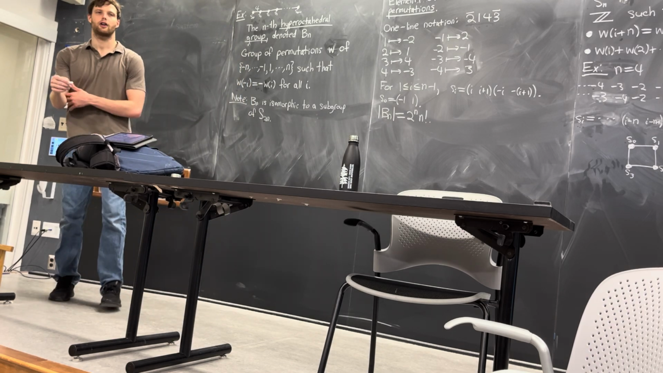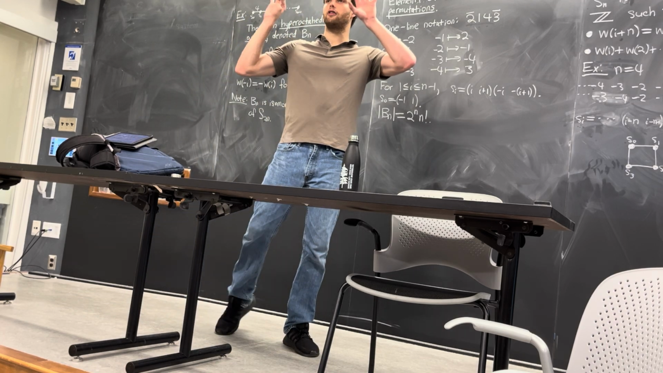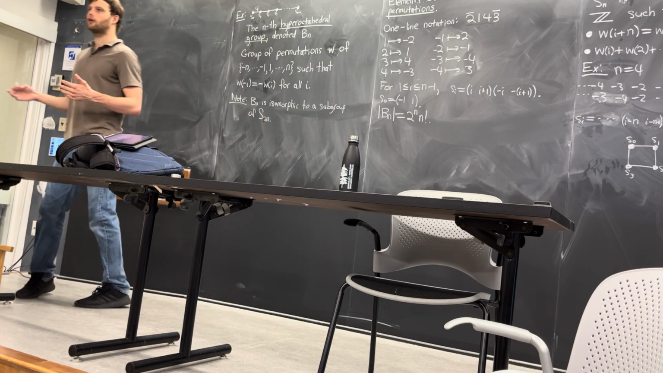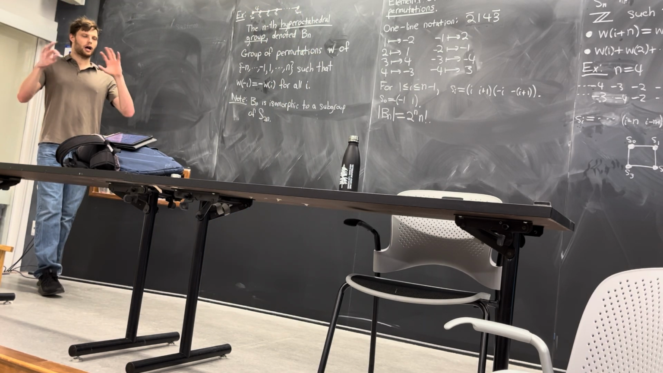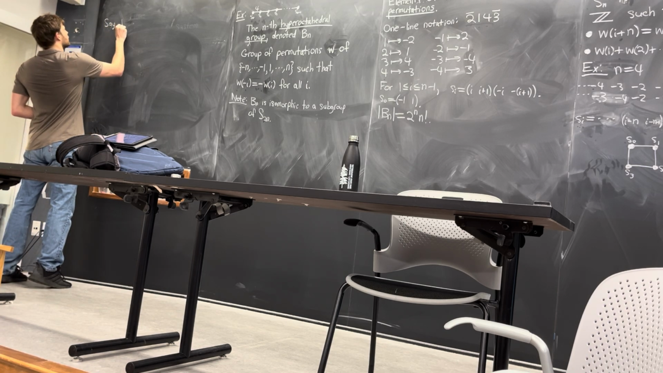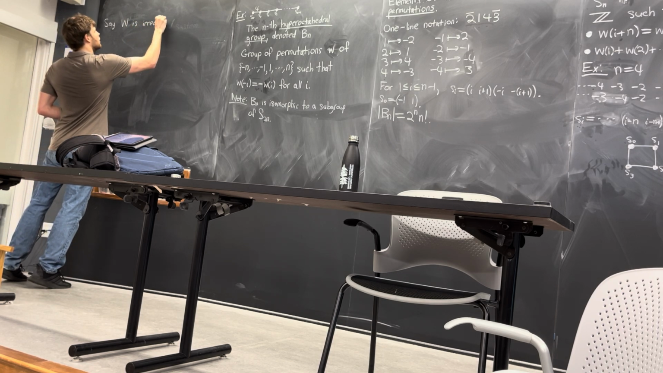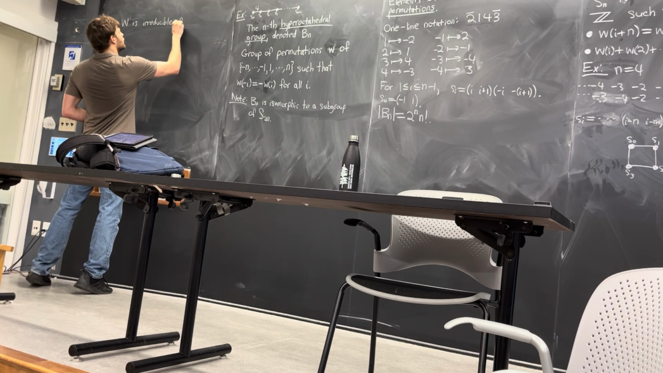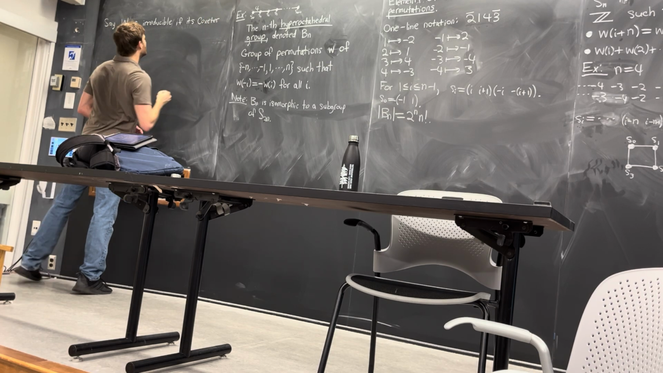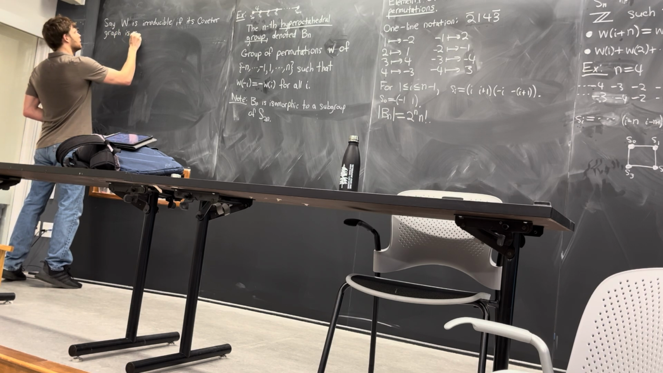So one thing I mentioned last time is that if you have a Coxeter group such that the Coxeter graph is disconnected, then it will break up as a direct product. And so it's useful to consider just Coxeter groups where the Coxeter graph is connected. So we'll say W is irreducible if its Coxeter graph is connected.